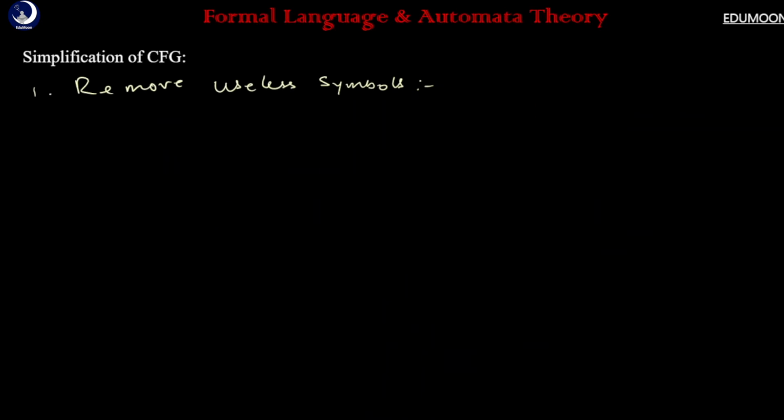The second step in the process is removing the epsilon productions, which are also called null productions. So we remove the null productions in the simplification process. Any production of this type is called a null production, or a production with epsilon moves. We remove these productions to simplify the grammar.